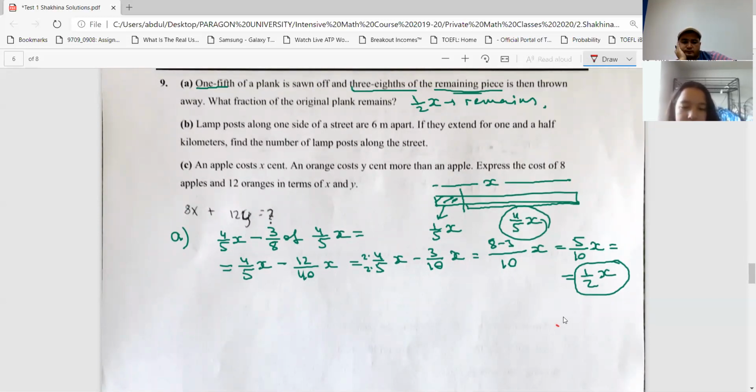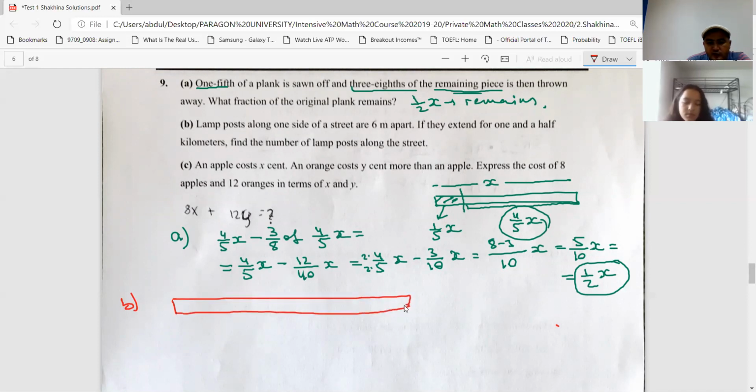Lamp posts along one side of the streets are 6 meters apart. If they extend for 1.5 kilometers, find the number of lamp posts along the street. Okay, what is the question? So here we have a street, right? Actually, what is the length of the street? It says if they extend for 1.5 kilometers.